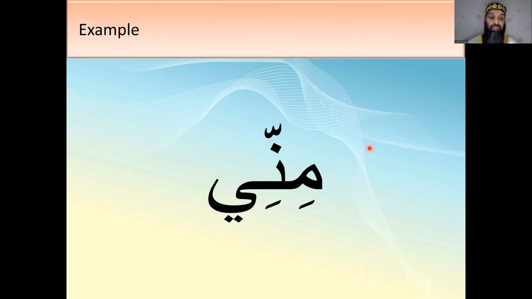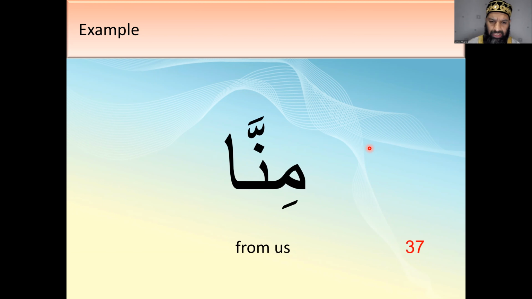Okay, minni. So somebody's asking, is this feminine? It's both. It can be used for both. Min, the na at the end, if you look at your table, it's first person, masculine or feminine, so it's for both. You can use it for masculine and feminine mixed as well. You're going to say the same thing, minna, from us. Yes?